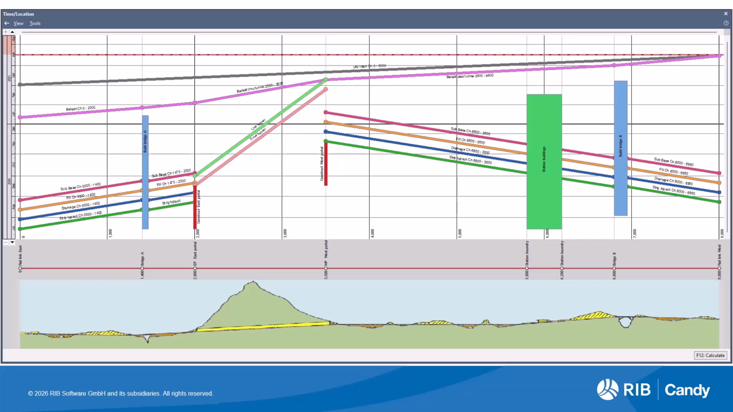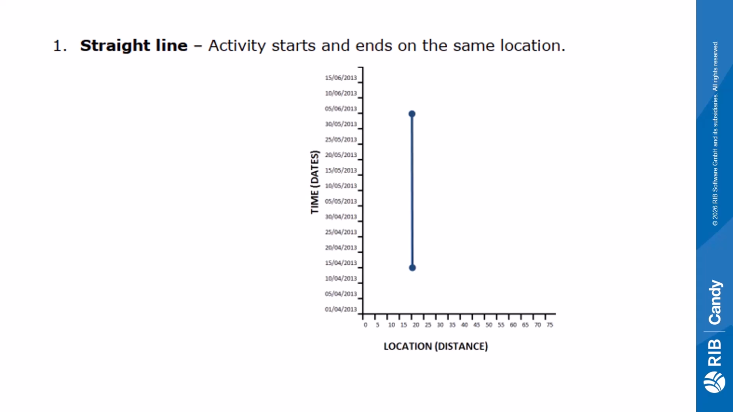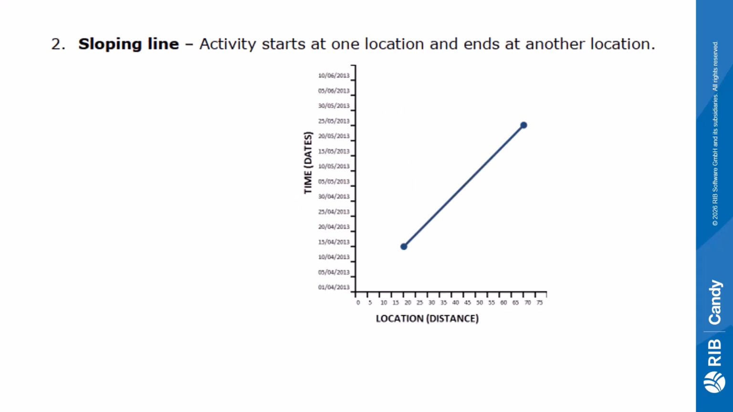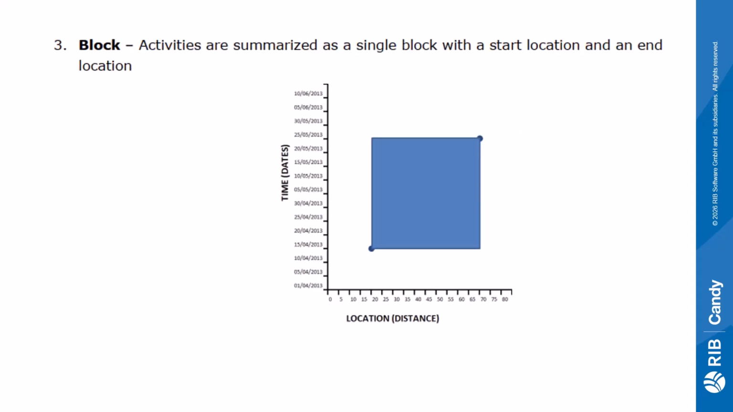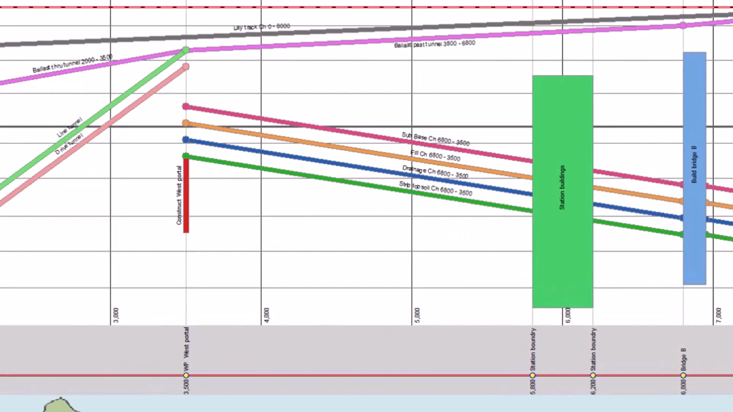Activities on the time location chart generally fall into three categories. First, a fixed position in bars or straight line, where the activity starts and ends on the same location. The second category is the sloping line, where the activity starts at one location and ends at another location. And the last one is the block, where activities are summarized as a single block with a start location and an end location. Let's now look at these categories on the time location chart.